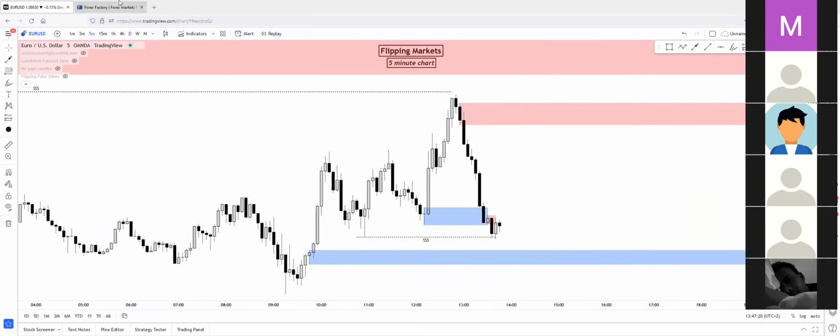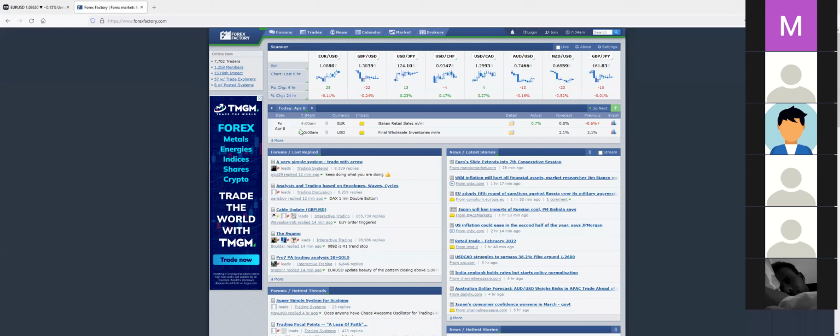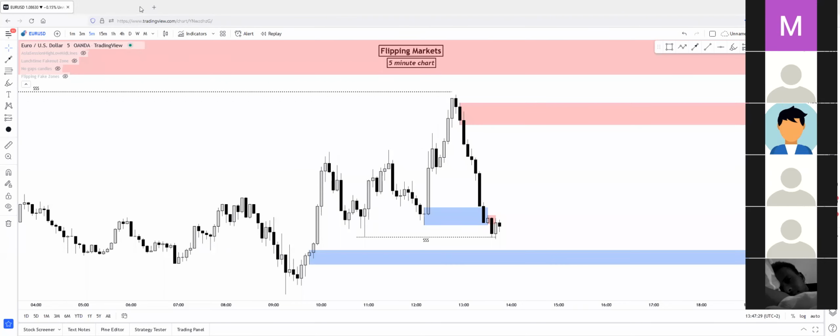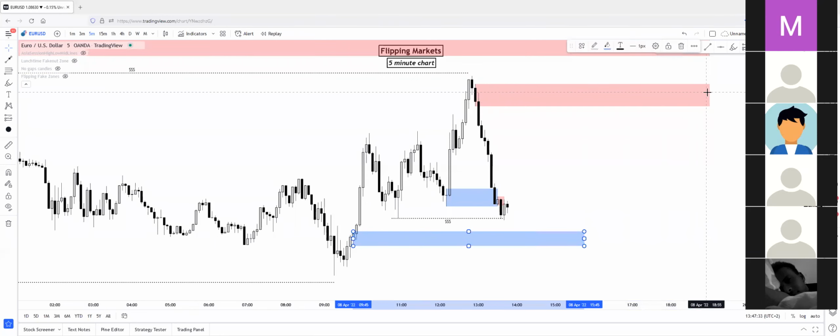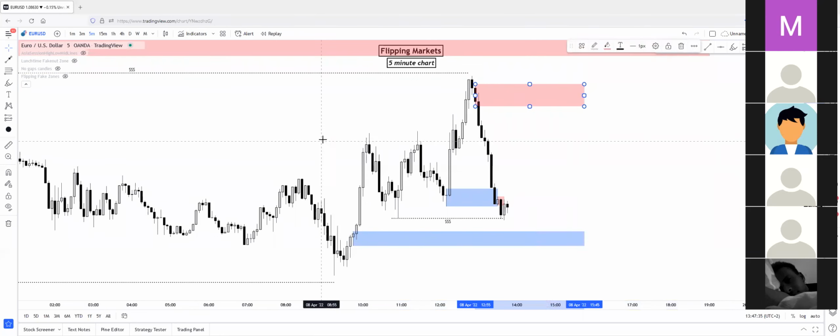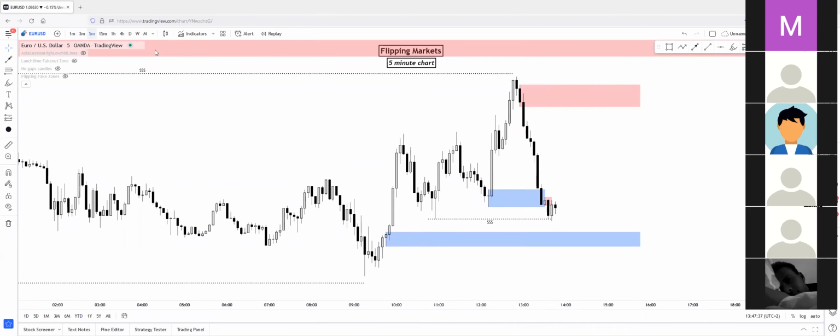Okay, guys, let's just check the news. As you can see, there won't be any high impact news today. So yeah, I believe this will be a very, very boring day, but we'll see. Let's switch to the 1-minute chart because that's enough of the 15 and 5-minute chart. We already know the intentions of price.